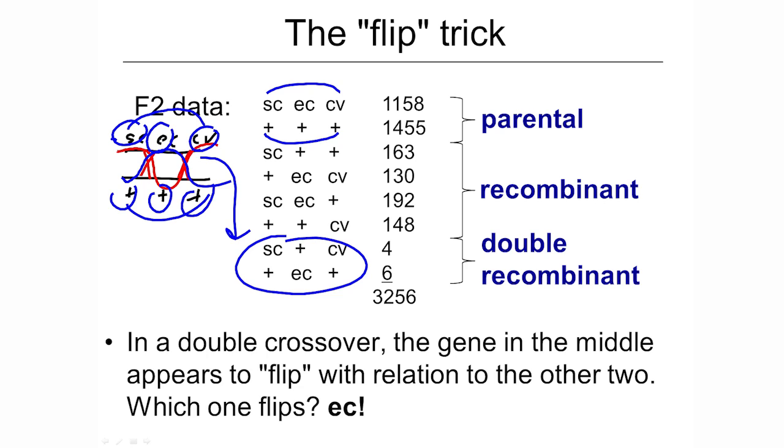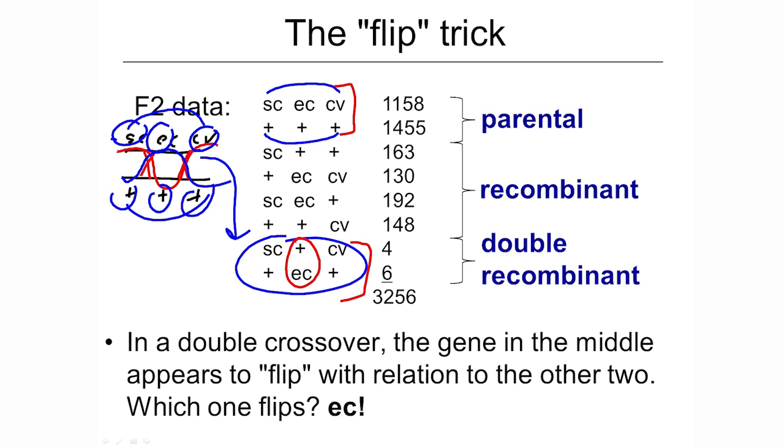You've got to ask yourself, in a double crossover, the gene in the middle looks like it flips. In other words, like that. The two on the end are anchored. The one in the middle flips over. So you've got to ask yourself which one flips. In this case, it's pretty clear that if you compare the parents with the double crossovers, EC is the one that flipped over. But you may say, well, yeah, you already drew it that way.